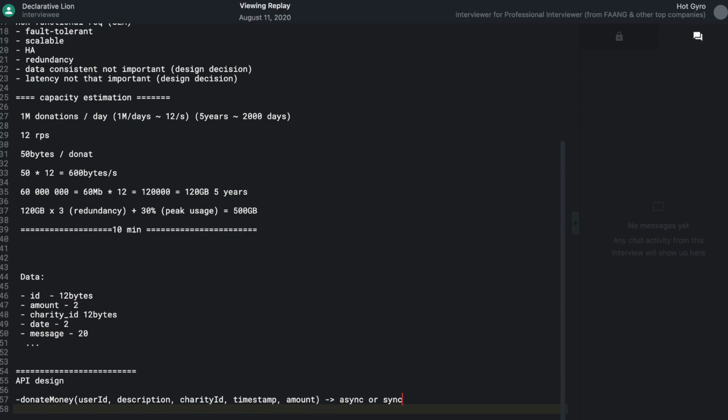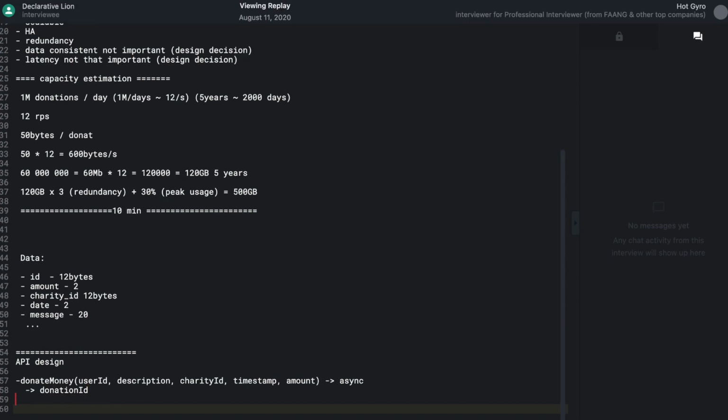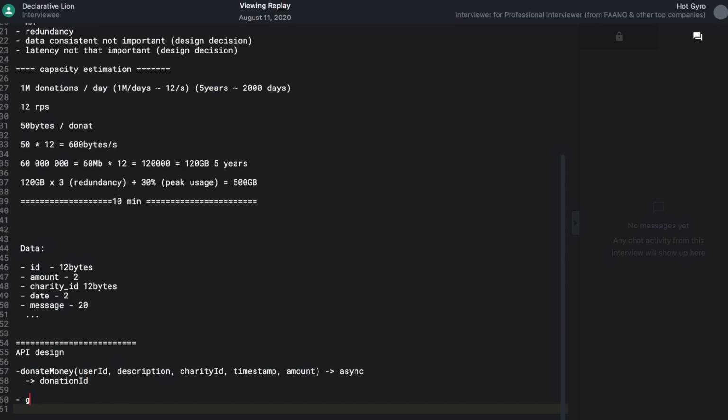So normally, for a request that takes a variable amount of time, an asynchronous request is much easier to design, because when you do an asynchronous request, you need to return maybe a donation ID here, just to acknowledge that there's a request being made already. And then after that, you want to have something called a get status request API, so that the user can call this with the donation ID and then check the status later on. The status could be like pending, running, fail, or other things. But that's sort of the asynchronous approach.